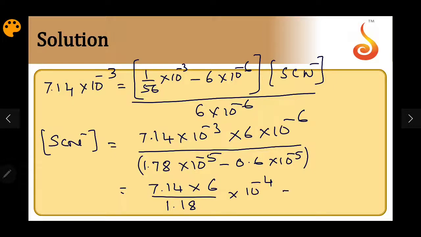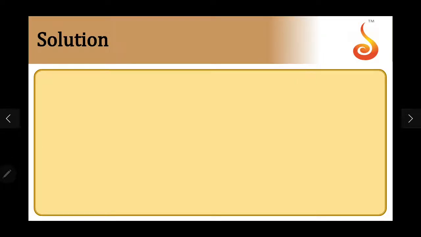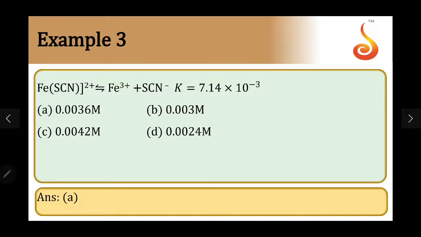If you simplify, you get 3.6 into 10 power minus 3, or I can write 0.0036 molar. So the answer should be 0.0036 molar for the concentration of thiocyanate ion at equilibrium to detect the complexation of iron 3 plus as FeSCN complex. So the answer is 0.0036 molar, that is A.